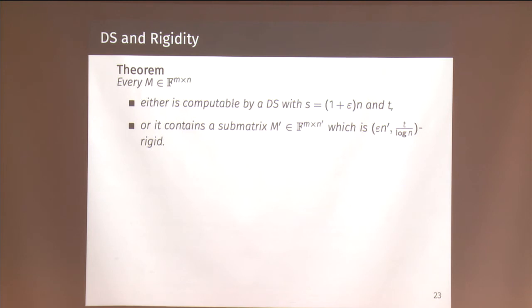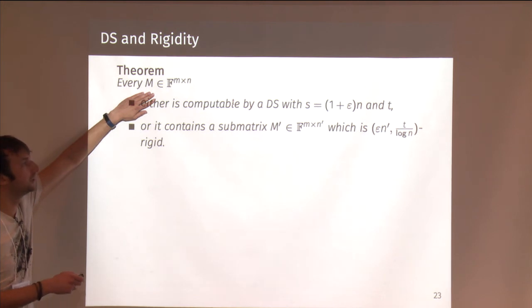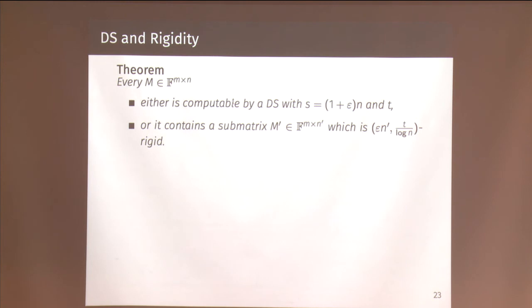Okay, so let me prove one connection between data structure lower bounds and rigidity. I'll just say for every matrix, either it has a super efficient data structure with space just (1 plus epsilon) n, or it contains a rigid submatrix. In particular, you can read it as follows: if you have a data structure lower bound for this matrix, so this doesn't hold, you get rigidity. Data structure lower bound implies rigidity. Okay, so how do we prove this?